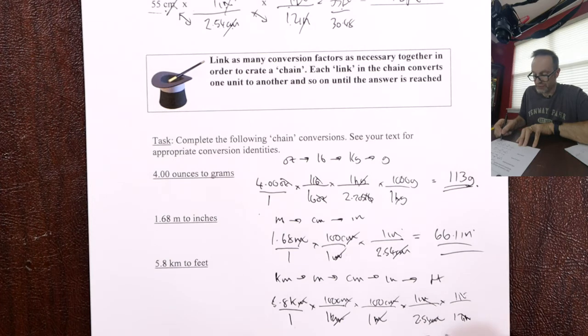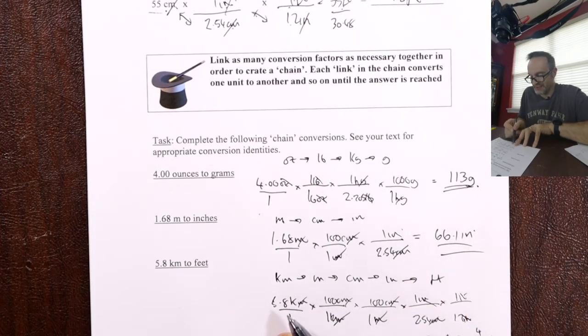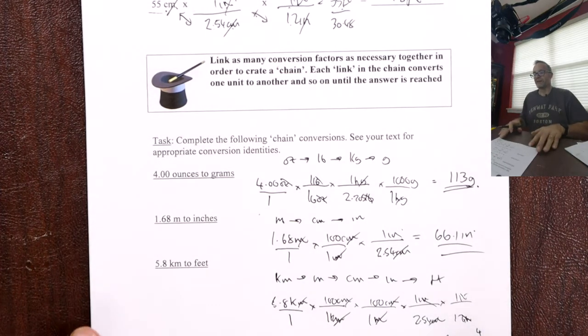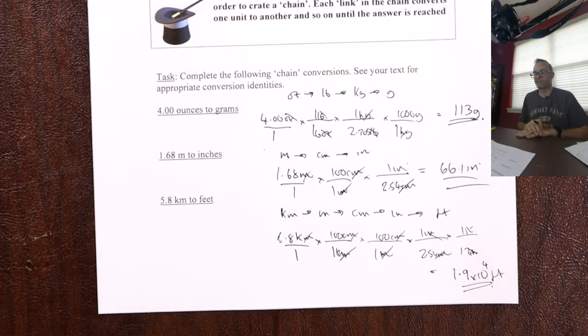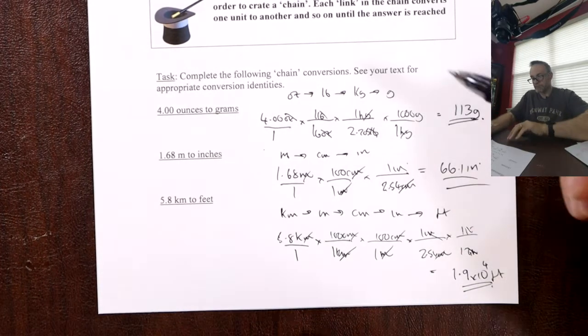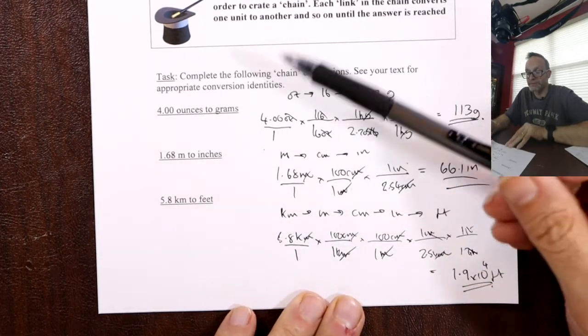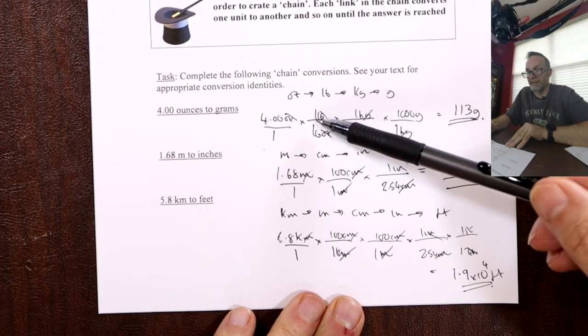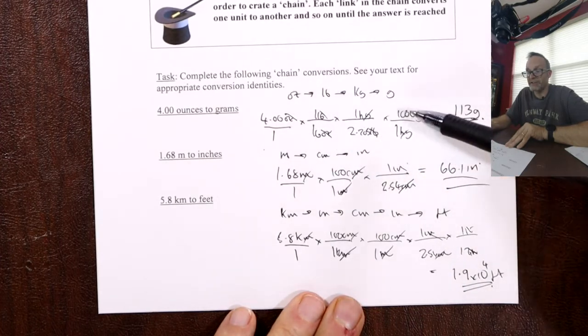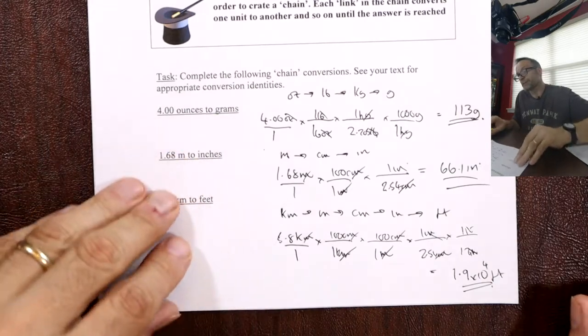What do I get? 2 sig figs, 1.9 times 10 to the 4th, 19,000 feet. Does that make sense? Yeah, it's 6 kilometers, right? It's like 4 miles, right? So it's a lot of feet. Okay, sorry, move that up. There it is. Okay, so again, once you've mastered the single conversion chain things, make longer chains. Okay, practice, practice, practice.